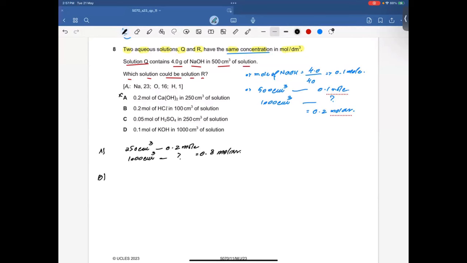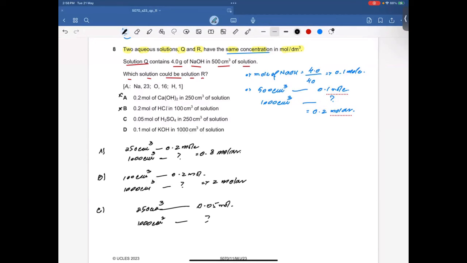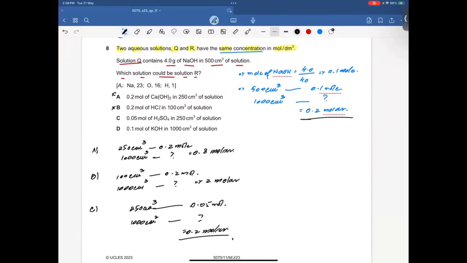Let me check B. 100 cm³ gives you 0.2 mole. So 1000 cm³ gives you how much? So 0.2 times 1000 divided by 100, 2 mole per dm³. Obviously, B is also incorrect. Let me check C. The 250 cm³ has 0.05 moles. So in order to convert it into concentration, compare it with 1000. So 0.05 times 1000 divided by 250. That's going to be 0.2 molar. So this is going to be my right answer because both of them have the same concentration now. C is going to be the right answer. Okay, I hope it makes sense to you, but that's a tough question.